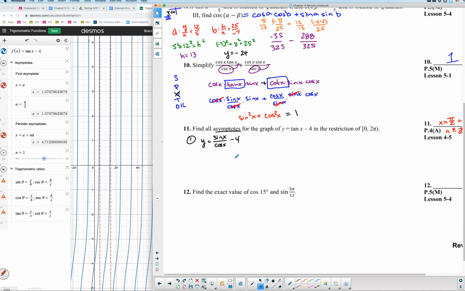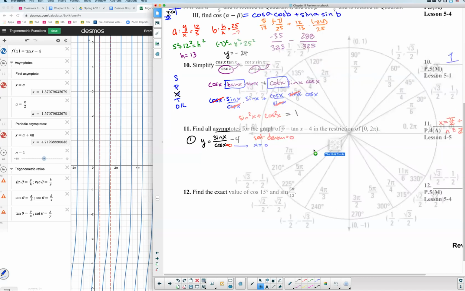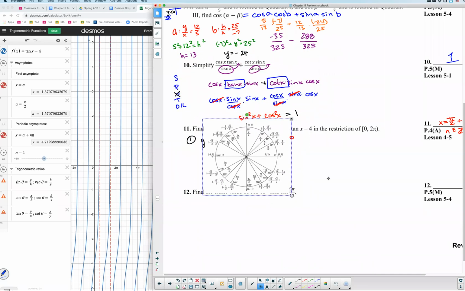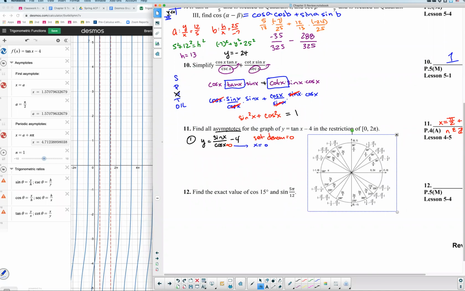We had an asymptote when cosine, or x, equals 0. So the first step was to set the denominator equal to 0. And so you could say cosine equals 0, or for simpler terms, x equals 0. And now, using a unit circle, you look at the places where x equals 0. This is step 2. You find when cosine equals 0, or we could say x equals 0.